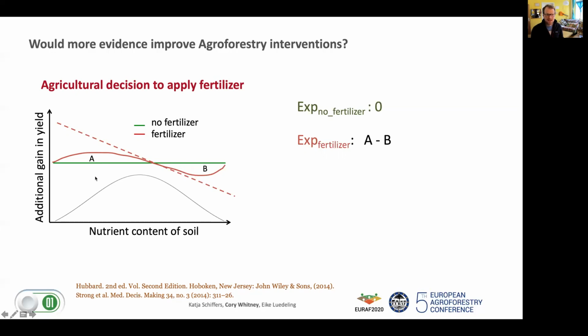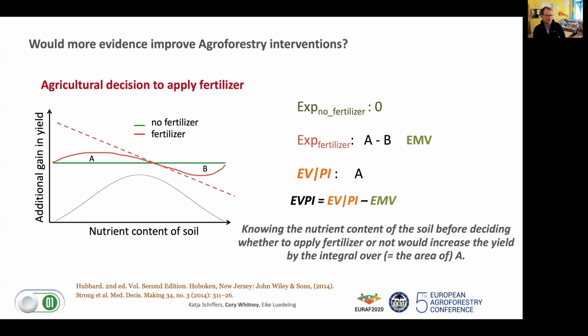As the positive part A is greater than the negative part, the expected value of applying fertilizer has a small positive value. Therefore, applying fertilizer is the decision with the expected maximum value. And the expected value given perfect information is equal to A in this case, i.e. to apply fertilizer in low nutrient and not to do that in the high nutrient condition. And EVPI is then again calculated as the difference between the expected value given perfect information minus the expected maximum value, or that difference between EV given PI and EMV. So knowing the nutrient content of the soil before deciding whether to apply fertilizer or not would increase the yield by an integral over, or the area of A in this case.